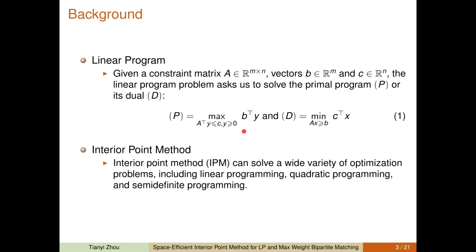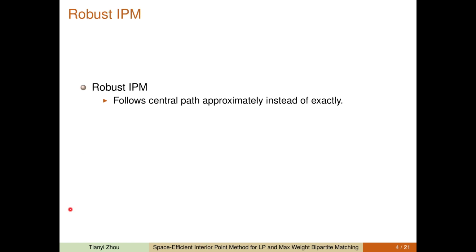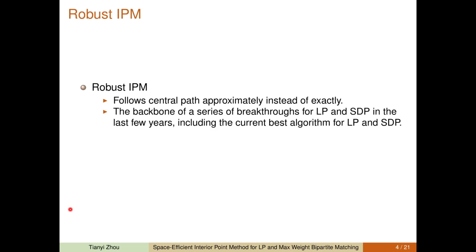Interior point method can solve a wide range of optimization problems, including linear programming, quadratic programming, and semi-definite programming, but its computation cost is quite large. Compared with vanilla IPM, robust IPM follows the central path approximately instead of exactly. In this way, it can save computation cost. Robust IPM is the backbone of a series of breakthroughs for linear programming and semi-definite programming in the last few years, including the current best algorithms for them.